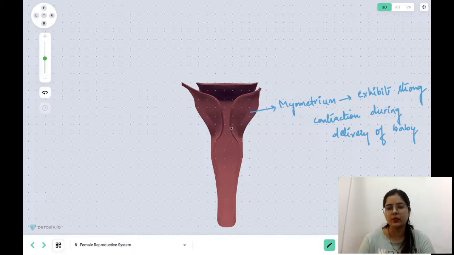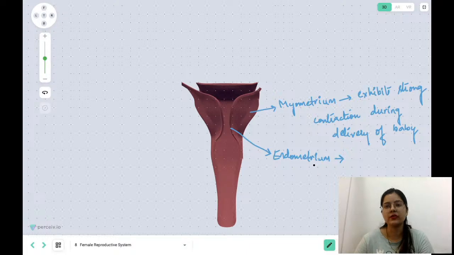And this one, which we have labeled as your endometrium, is basically your innermost layer. So this is also thick and this is also thick. Both these layers are thick in nature. This endometrium layer undergoes cyclical changes during the menstrual cycle.